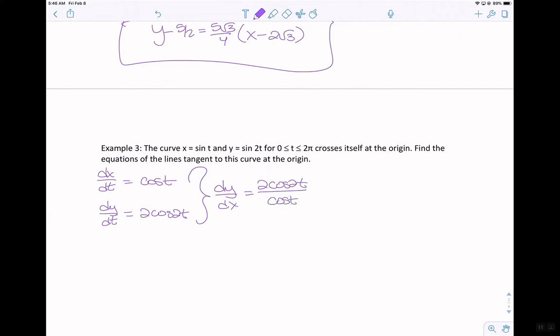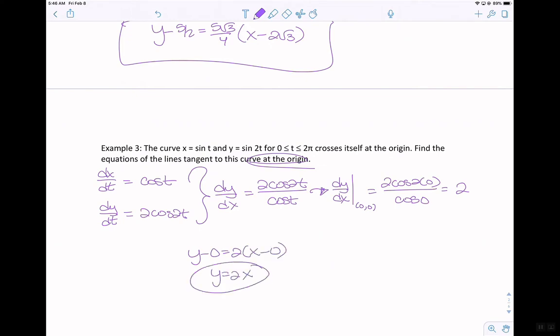And now I want to go ahead and write the equation of the tangent line. So dy dx evaluated at the origin, 0, 0, is equal to 2 cosine of 2 times 0 divided by cosine of 0. Cosine of 0 is 1. Cosine of 2 times 0 is the same thing as the cosine of 0, which is 1. So all of this becomes 2. So then I'm at the origin, so y minus 0 is equal to 2 times x minus 0. So y is equal to 2x.